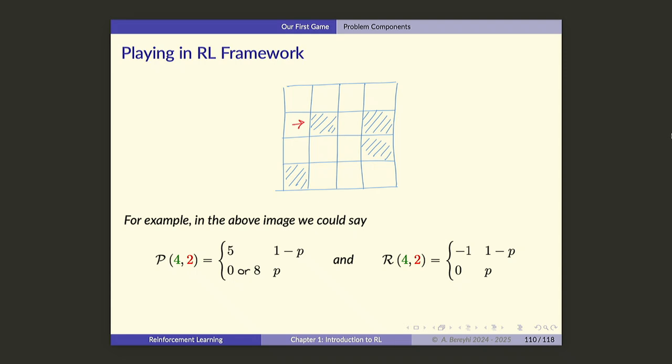Same thing you can do here for the reward. You could say with probability 1 minus p, the reward is going to be -1 because I'm going to fall in this hole. Or the reward is going to remain 0 with probability p if it just slips in any other direction. Okay.